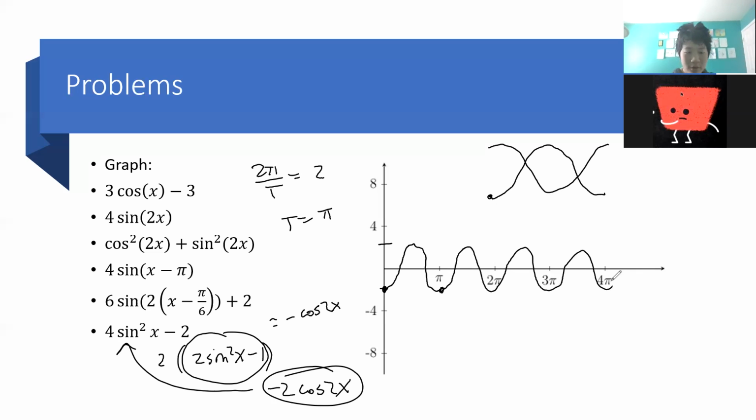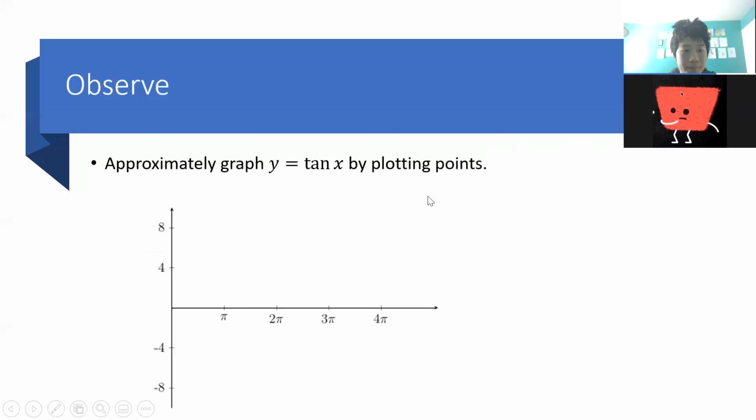Okay, so we don't know how to graph sine squared x, but we do know how to graph cosine 2x. So try to look for some of these transformations that you can do. It doesn't seem like I have time to cover tangent and cotangent, so how about this? I will graph this for you.